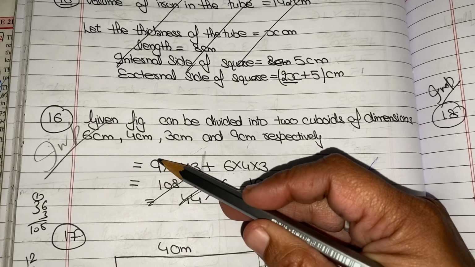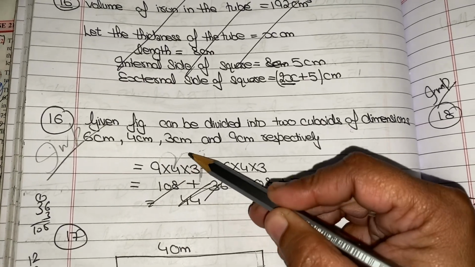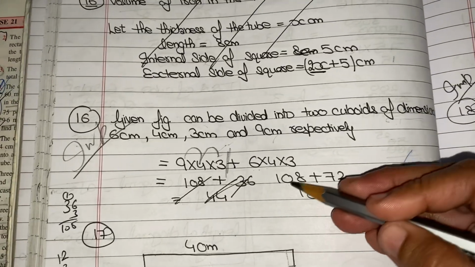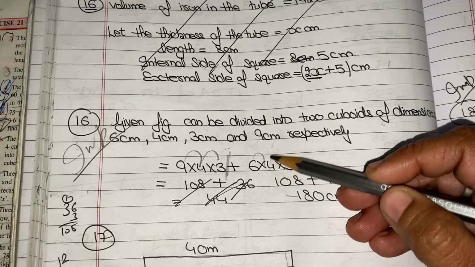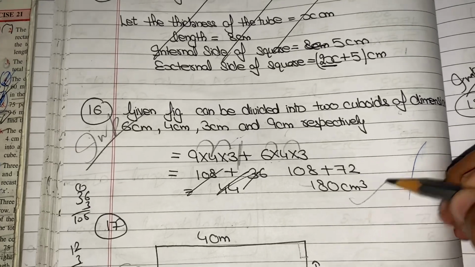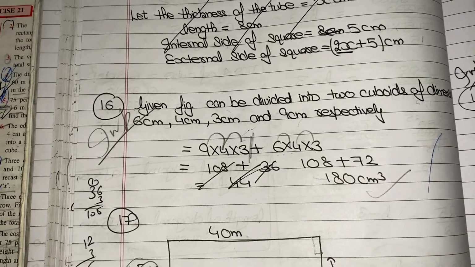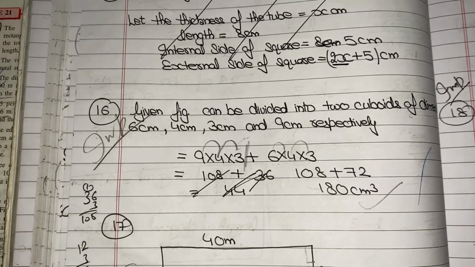So for the first one, 9 4s are 36, 36 3s are 108, and for the second, 6 4s are 24 and 24 3s are 72, and then we add. It's 180 centimeter cube. The question is quite clear.